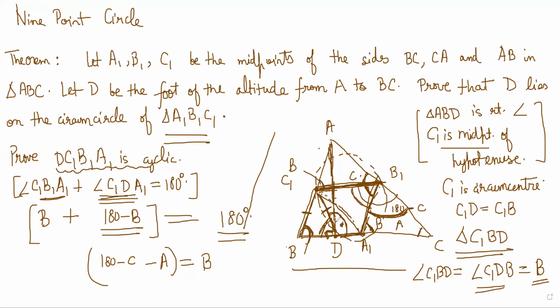So basically, what we have seen is that if A1, B1, C1 are the midpoints of the sides of a triangle, and you draw a circle through those 3 points, then another point lies on that circle. What is that point? It is the foot of the perpendicular from A to the opposite side, the altitude. So by symmetry, the foot of the perpendicular from B to the opposite side should also lie on the circle, right?